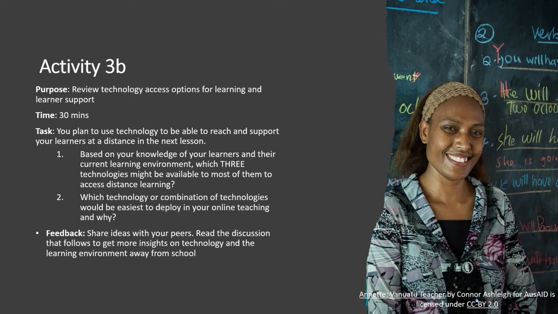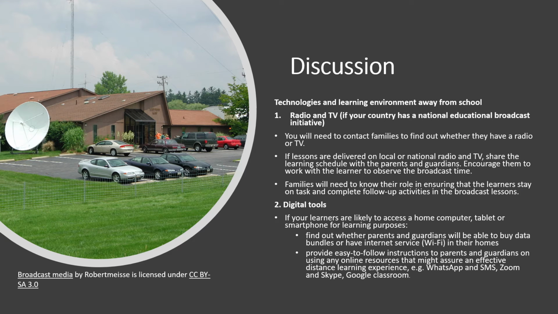In Activity 3B, we review the technology access options for learning and learner support. A first step in understanding the technology access options for your learners while at home would be to devise a means to gather this information from your students. You will develop a questionnaire and share your ideas on technology and the learning environment away from school. In this discussion, you will find some ideas on how to gather information on the technologies available to the learner and the learning environment away from school.